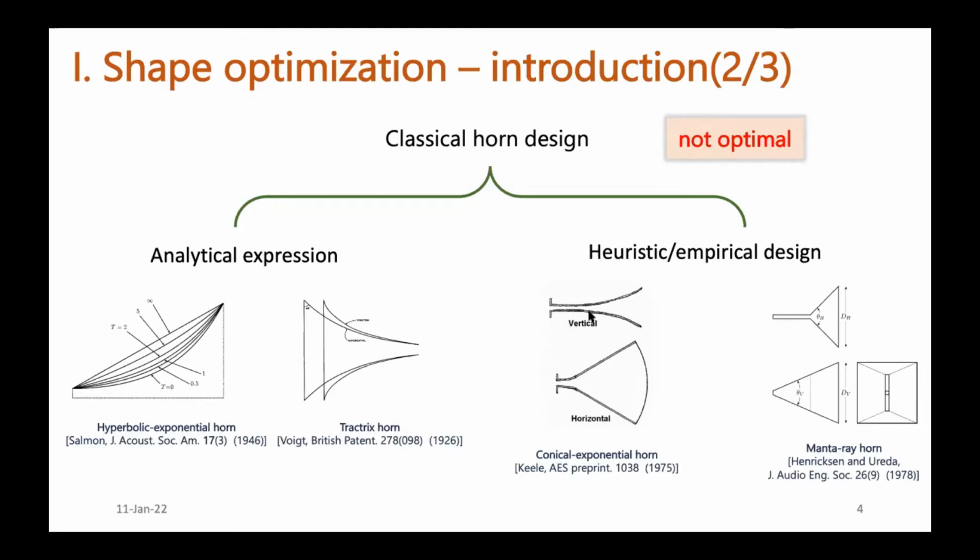Another class of horn design is the heuristic or empirical design. For example, here shows the conical exponential horn and the Mentari horn. These are designed using a method of trial and error, and usually with some parts of regular shape. And all of these shapes are usually not optimal.